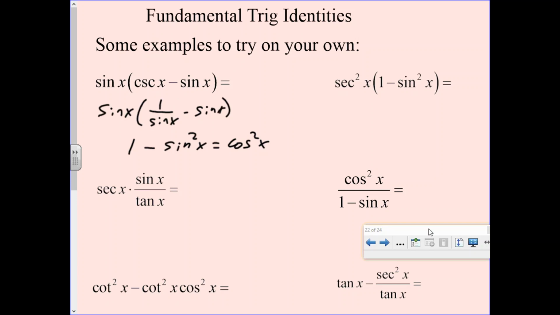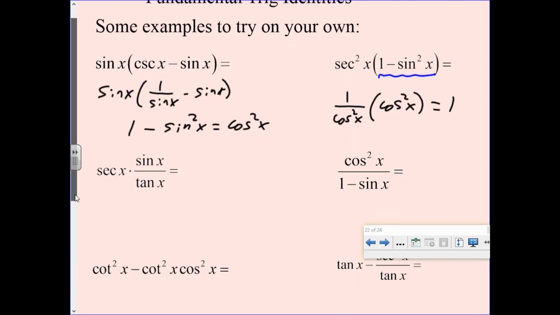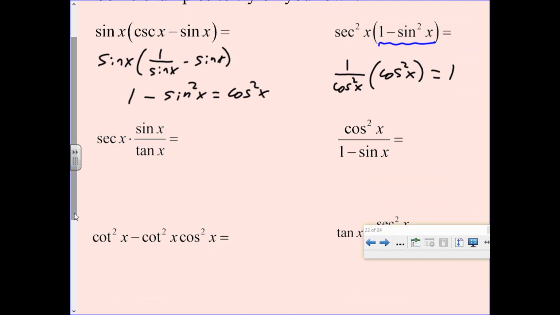The second one is kind of the same deal, and there's a couple ways we can do this one. I think the easiest thing to do is recognize this as cosine squared x. If we write the secant squared with our reciprocal, we have 1 over cosine squared x times cosine squared x, and that's just equal to 1. And that's all there is to it. There's a longer way to do that one, but why do we want a longer way when we have short ways?